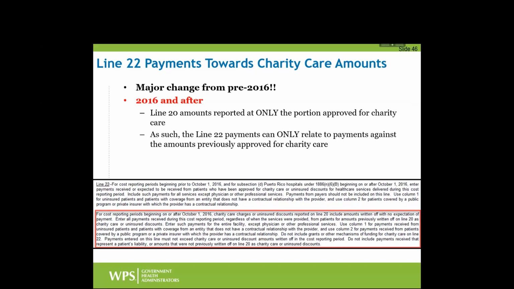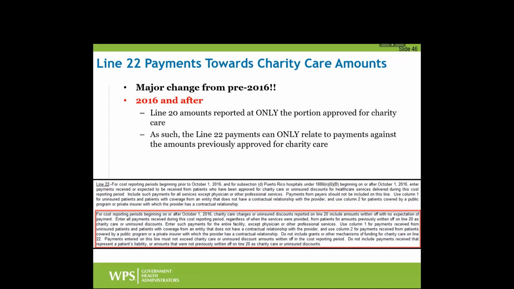But again, there are two reasons why this might not show up. First of all, if the payment is made for a non-charity care portion of it, then it's not going to show up on line 22. But also, if it was made the same year as the charity care write-off, we just said earlier how both parts should just be excluded altogether. So line 22 is pretty minimal.